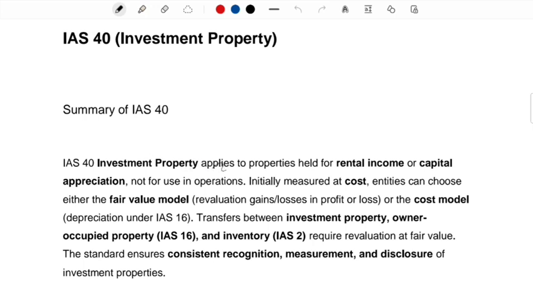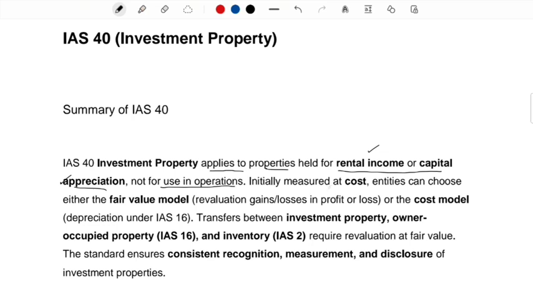IAS 40 investment property applies to properties held for rental income or capital appreciation. These are going to be those properties which are not going to be used in operations. Because if the property ends up being used in operation, then IAS 16 will be applicable to that property. If you're holding a property specifically for rental income or capital appreciation, it means that we are holding the property for the purposes of benefiting from the increase in the value of that property which will happen over the passage of time.